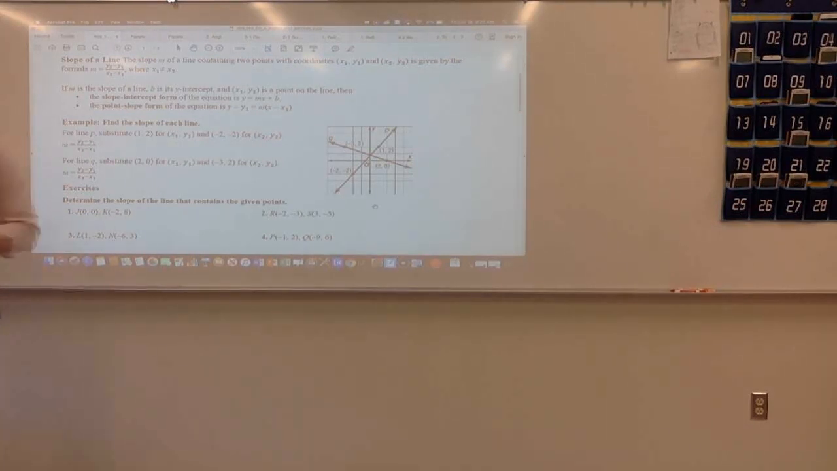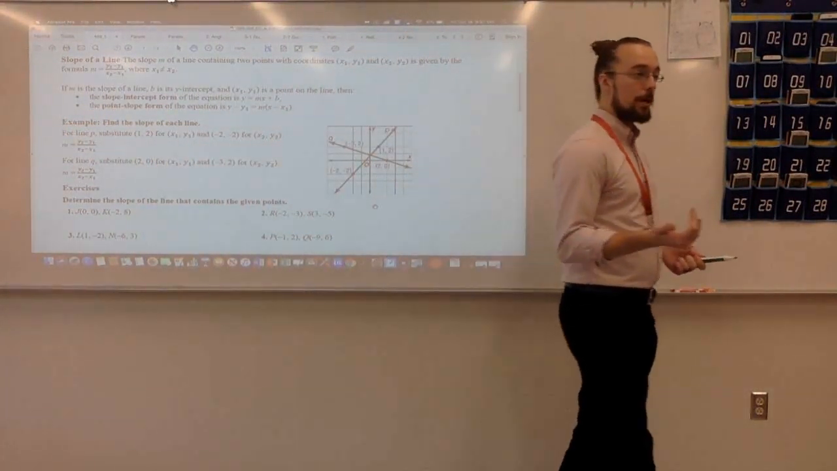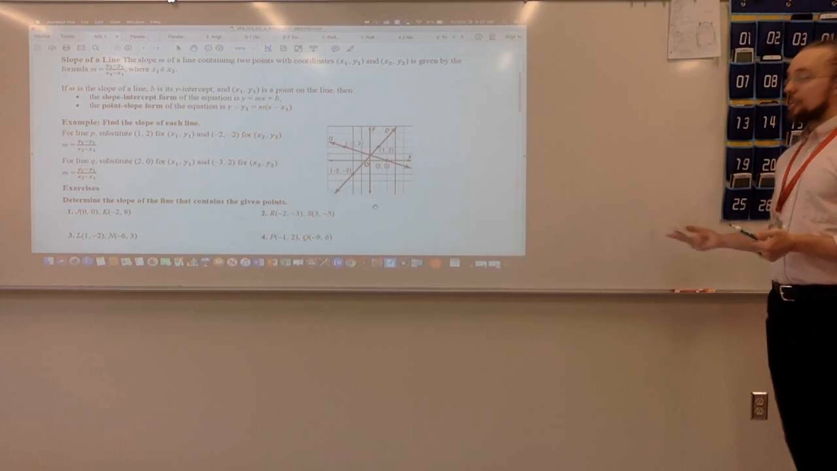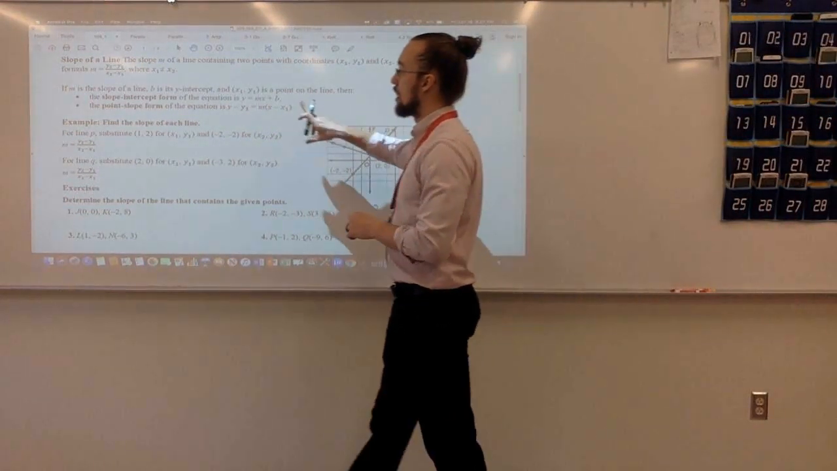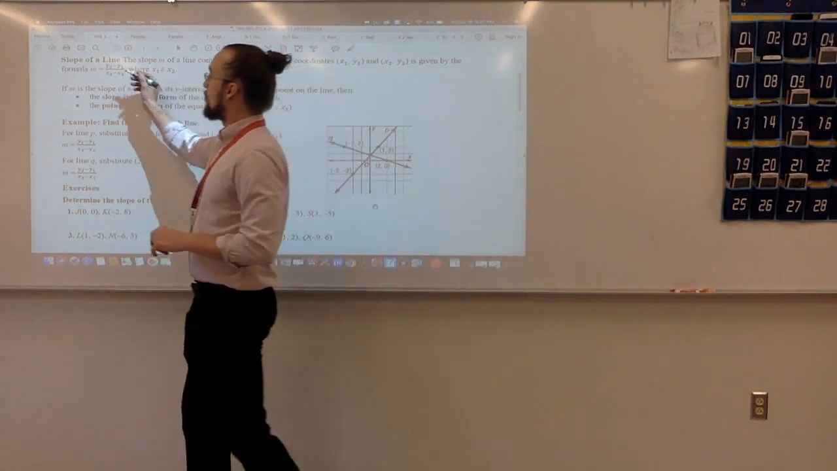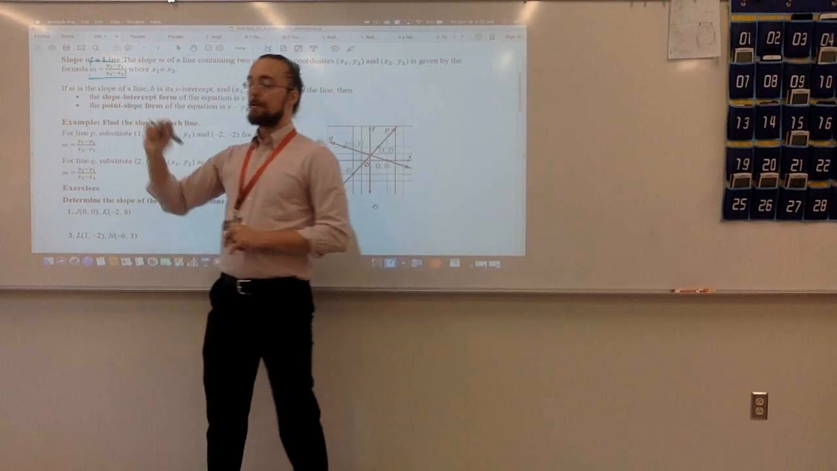So the first thing that we need to review is slope. Given 2 points, my slope formula is right up here.